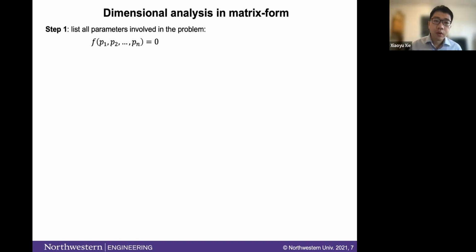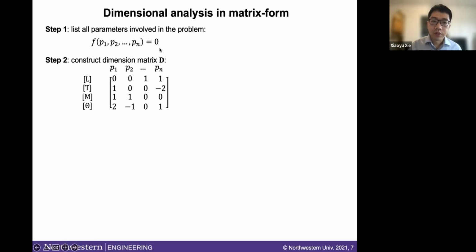So at first, we need to find all the parameters related to this problem. For example, if this problem relates to n parameters, P1, P2 to Pn, all we try to do is to find the unknown function f. The next thing is we need to analyze the dimension of each parameter. And after doing that, we can construct the dimension matrix D.